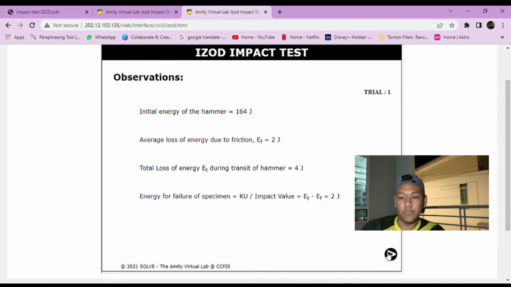Observation of trial 1. Initial energy of the hammer is 164 joules. Average loss of energy due to friction equals 2 joules. Total loss of energy during transit of hammer equals 4 joules. And lastly, energy for failure of specimen, ET minus EF, equals 2 joules.